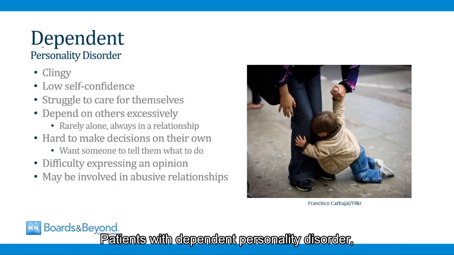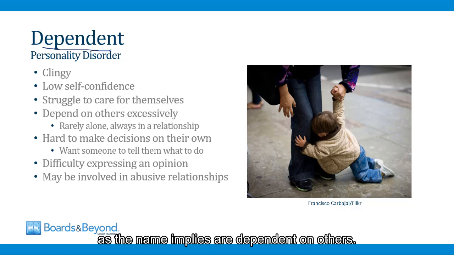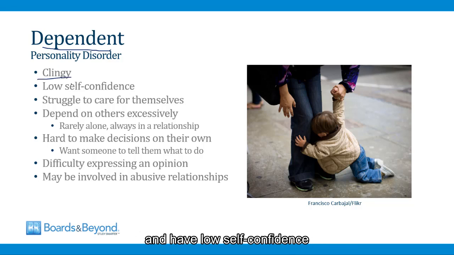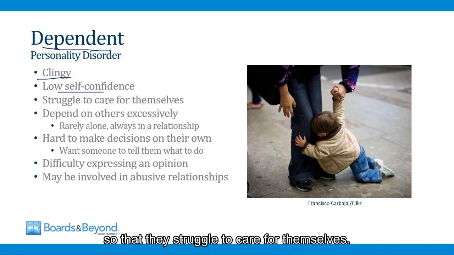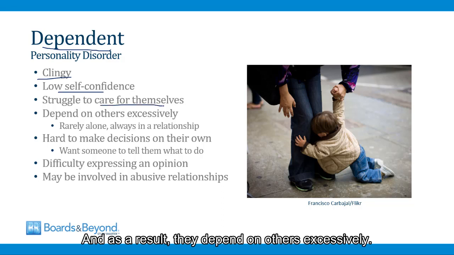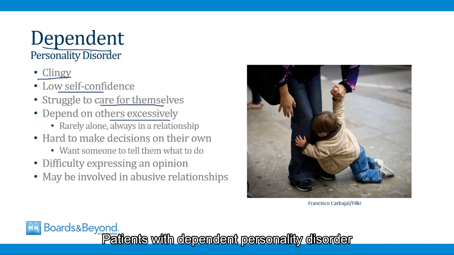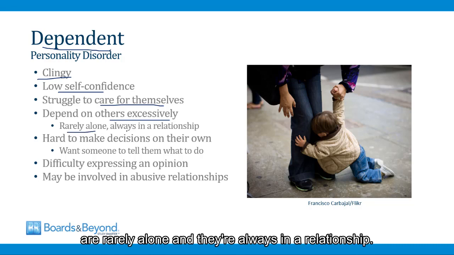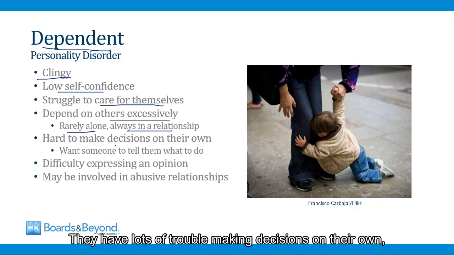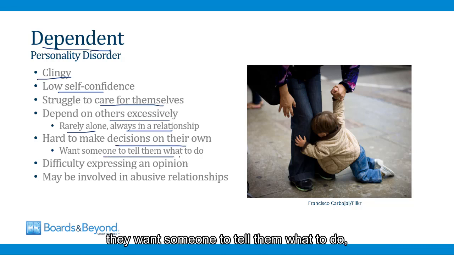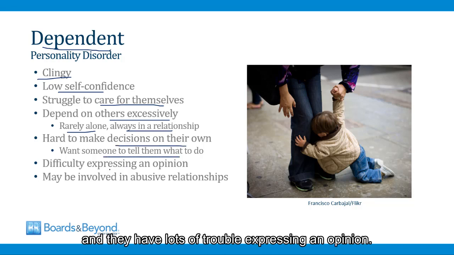Patients with dependent personality disorder, as the name implies, are dependent on others. These patients tend to be clingy and have low self-confidence so that they struggle to care for themselves, and as a result they depend on others excessively. They are rarely alone and they're always in a relationship. They have lots of trouble making decisions on their own. They want someone to tell them what to do, and they have lots of trouble expressing an opinion.